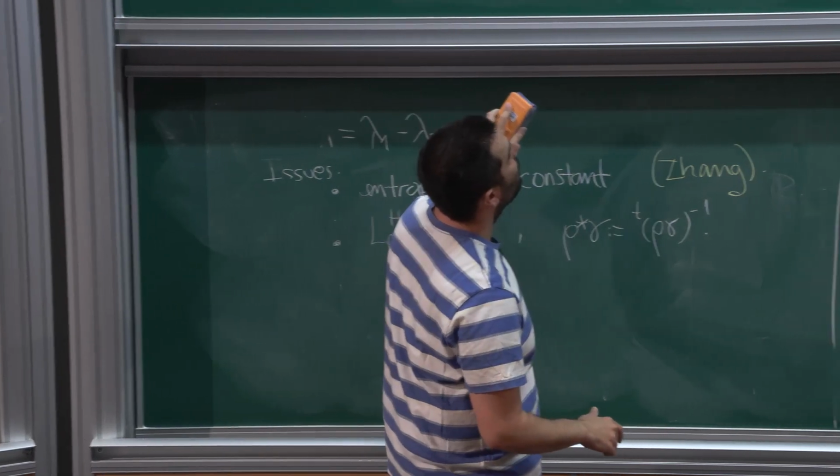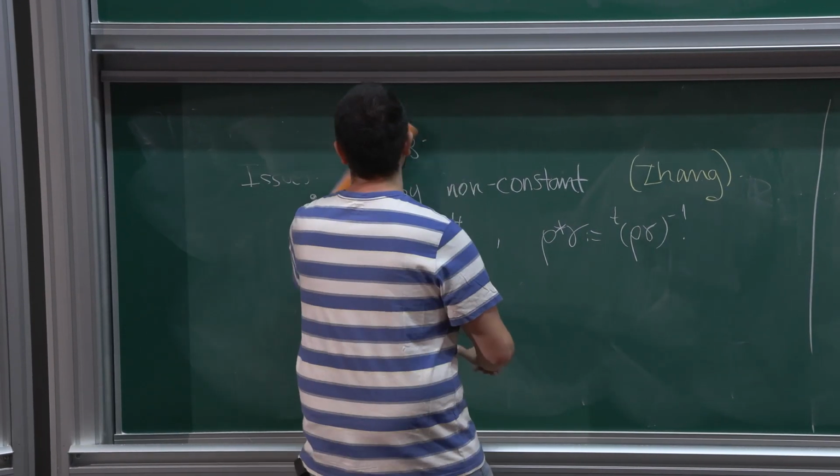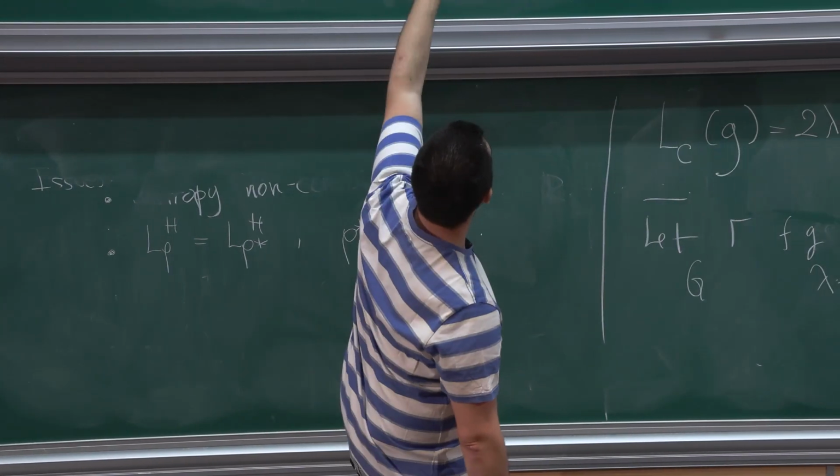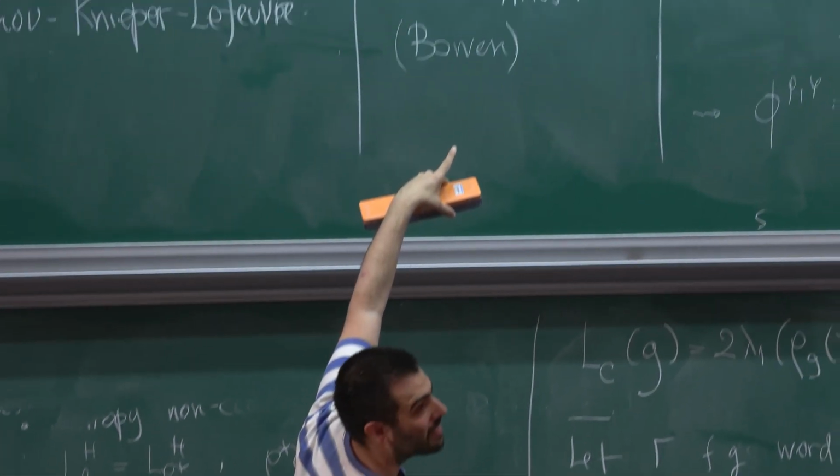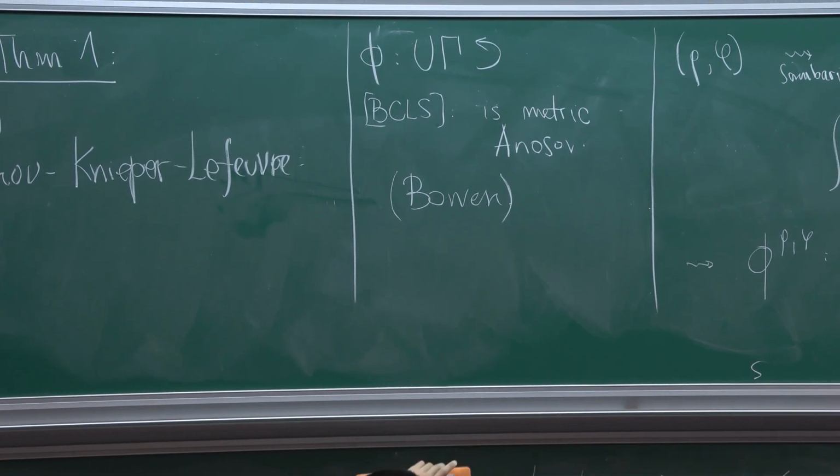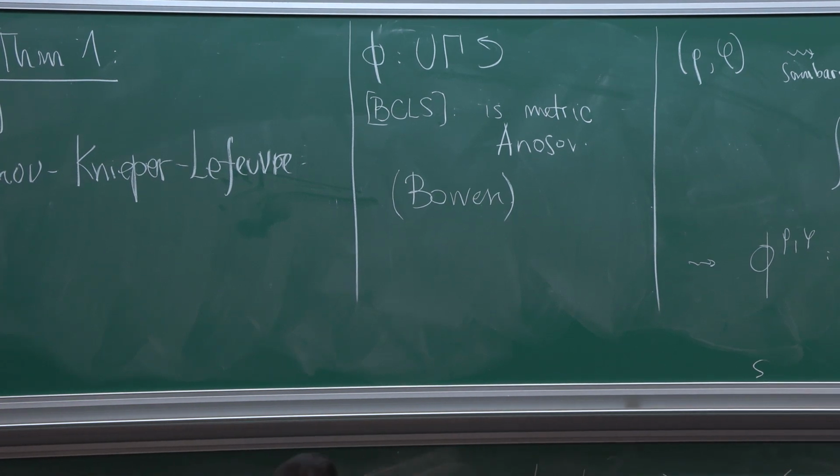Okay, so maybe the name that I was missing here is the guy who proved that metric Anosov implies that you have the coding. Pollicott. Yeah, thank you.